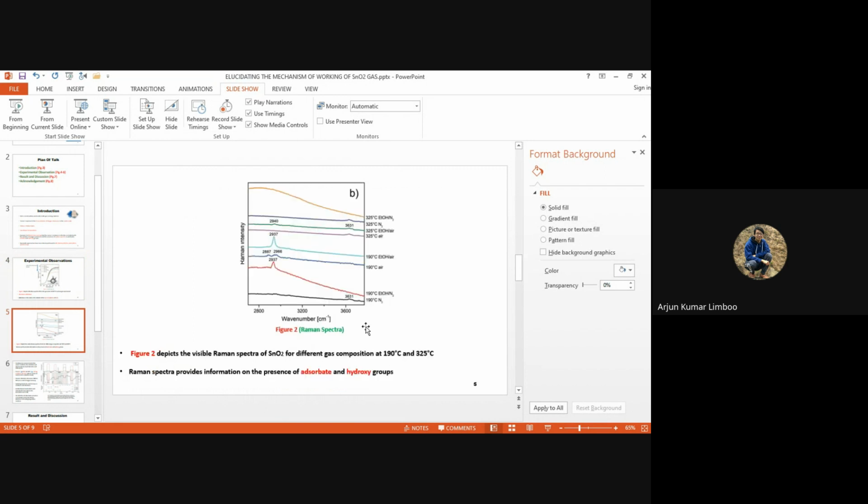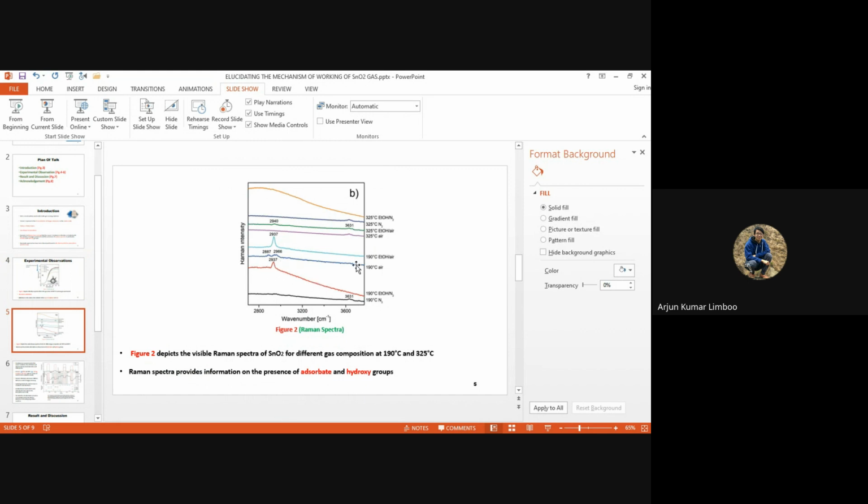Next slide. This figure 2 shows the visible Raman spectra for SnO2 for different gas compositions at 190 degrees Celsius and 325 degrees Celsius. At 190 degrees Celsius, the black spectral line shows the Raman spectra, and the Raman feature is only seen at 3631 centimeter inverse, which is due to the presence of the hydroxy group. Switching to ethanol and nitrogen, we no longer see this Raman feature, as shown in the red line, and instead we see a peak at 2937 centimeter inverse, which depicts the acetate group presence, due to the adsorption of ethanol with the hydroxy group.